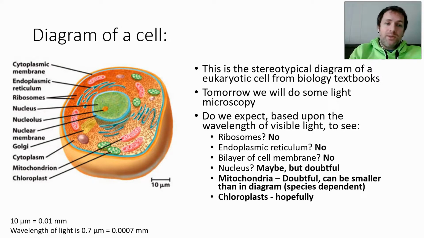And then chloroplasts typically are larger than the wavelength of light. We should be able to see these with a light microscope. So I just want to set the stage for what we're going to do tomorrow, what we should expect to see, what we should expect not to see. And it all comes down to whether these organelles or components of the cell are larger or smaller than the wavelength of light. So I just wanted to put that out there, that these diagrams tend to contain more information than what you'd observe.